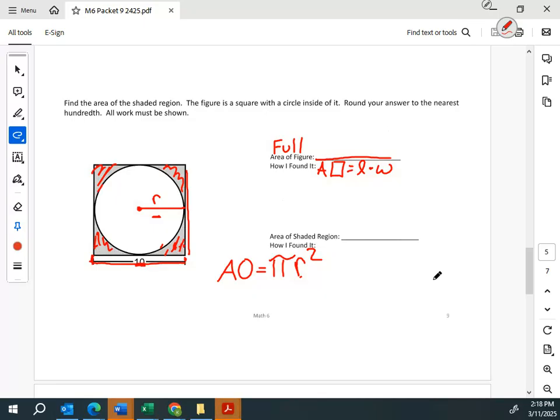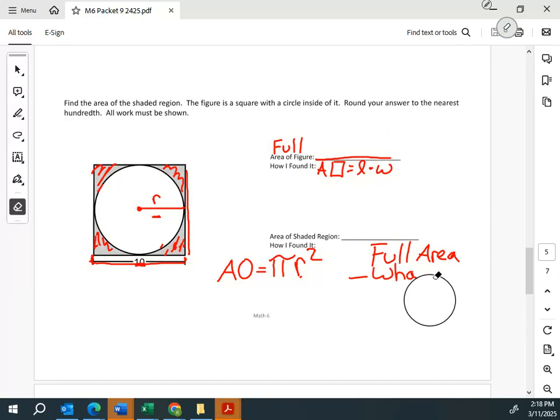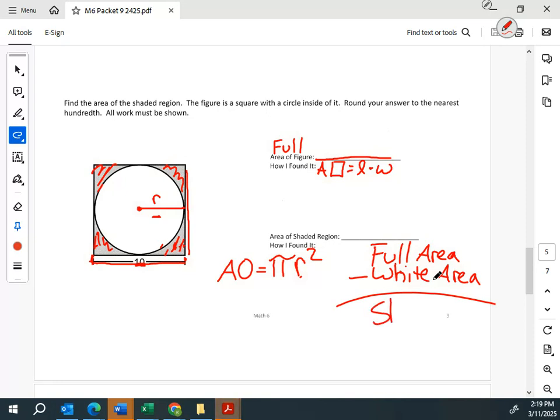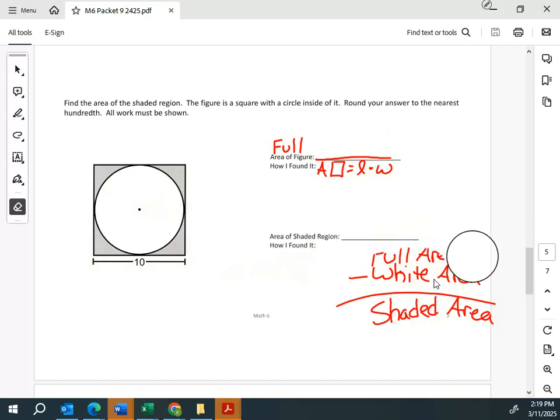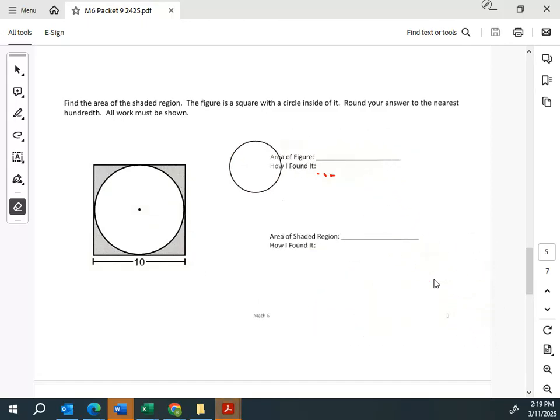Remember, to find the shaded area, we take the full area and we subtract out, we take away the white area. Oops, let me spell white correctly. So we're going to take away the white area, and we are left with the shaded area. The shaded area is what we want to put on this line. So find your full area, find your white area of the white circle, and then you subtract them to be left with the shaded area.